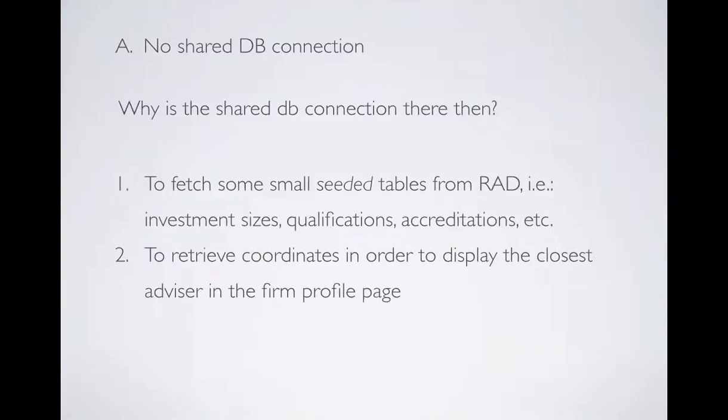One is that we need to fetch some small seeded tables from RAD, namely investment sizes, qualifications, accreditations, and there are a bunch more. I think it's 5 or 7 total. These are tiny tables, literally static data seeded once and someone forgot about them. Yet somehow consumer keeps on fetching them all the time, even if that's not needed, and you will see that in a second.